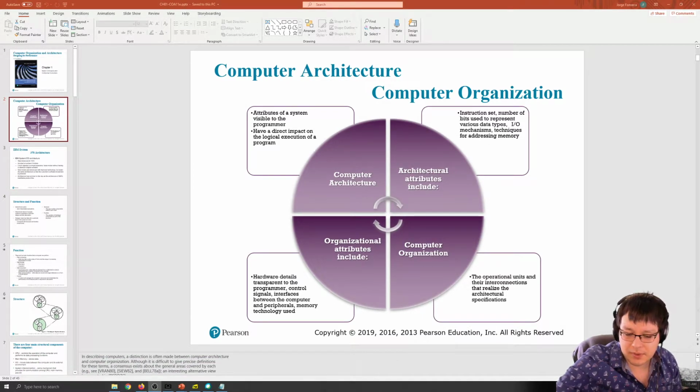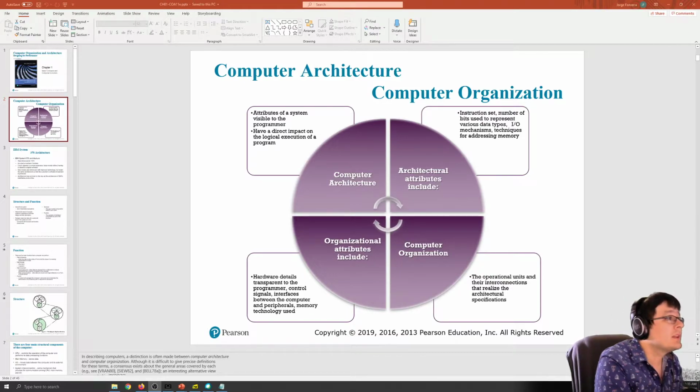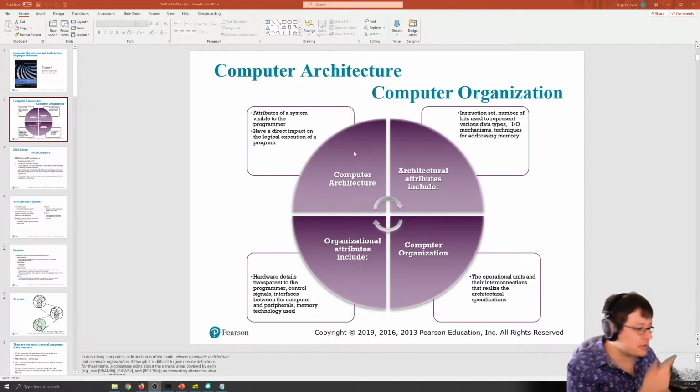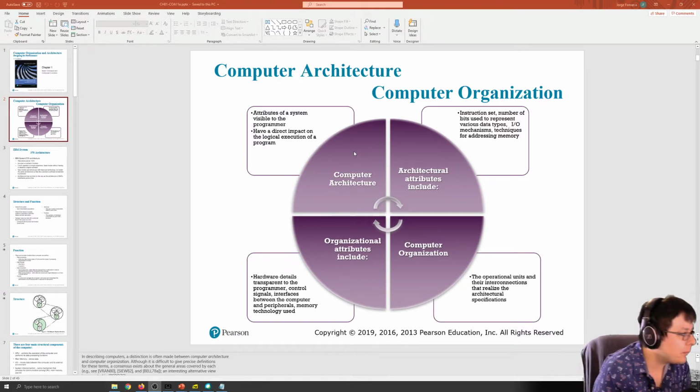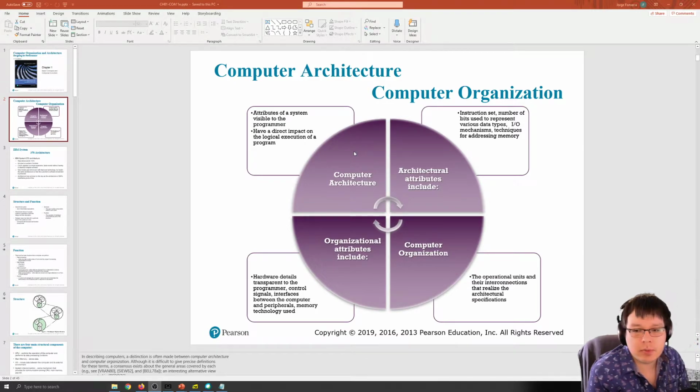Let me go back up here. And then I have another example that I came up with for architecture. But before that, let's see what else is in this slide. So we have a direct impact on the logical execution of a program.